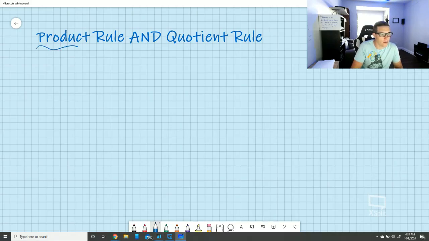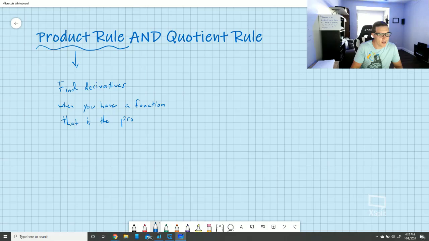So the product rule. What is it and when do we use it and what is it used for? Product rule is used to find derivatives. So we use it to find derivatives when you have the product of two functions. So when you have a function that is the product of two functions. Is the product or multiplication of two or more functions. Okay.